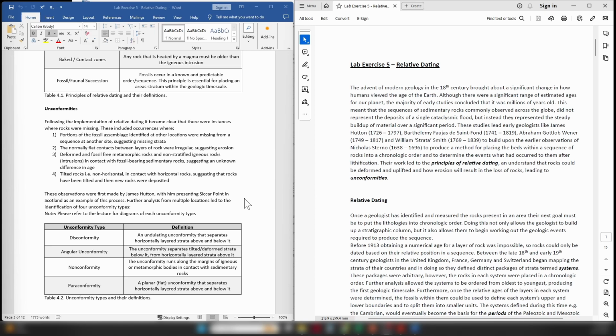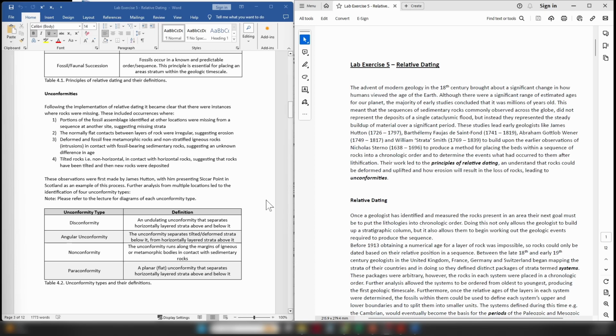And this will result in a situation where you have a sequence of rocks where once you date them, you realize, hold on a minute, there's a portion of the rock record which is no longer there because it was eroded away. So in terms of the different types of unconformity, there's actually 4 different types.